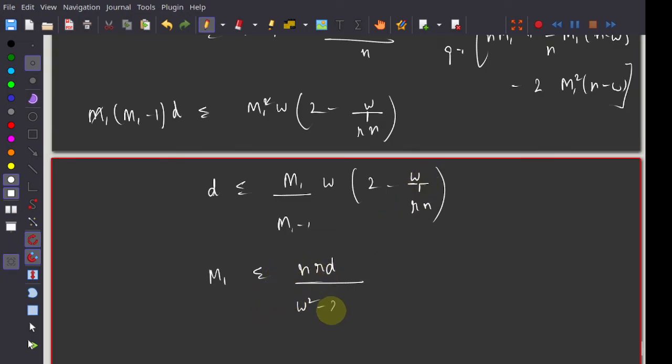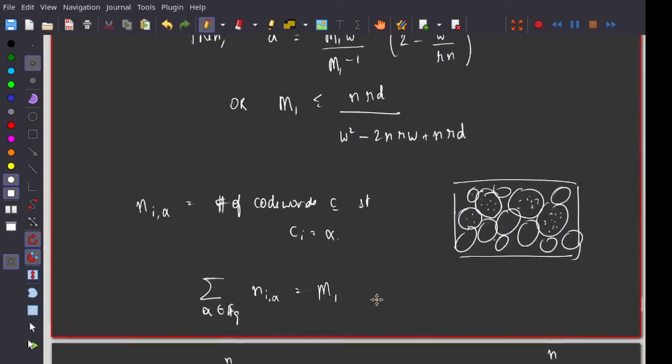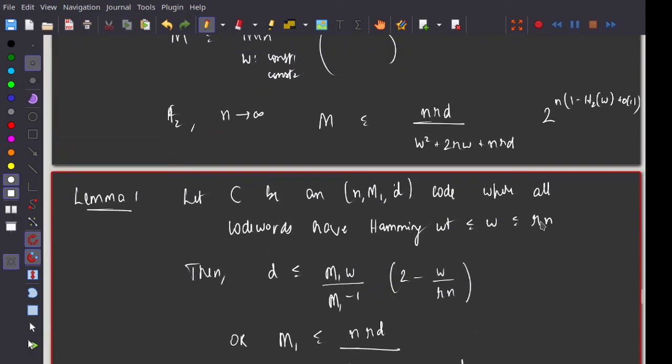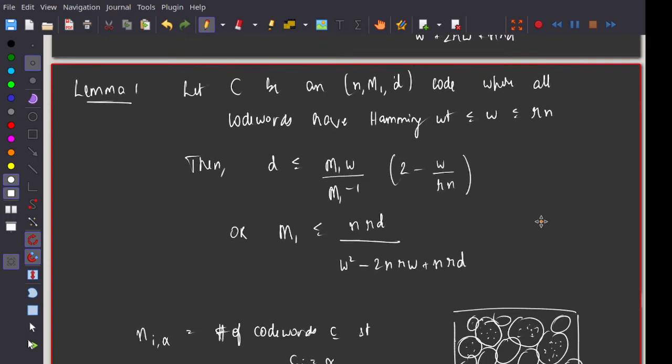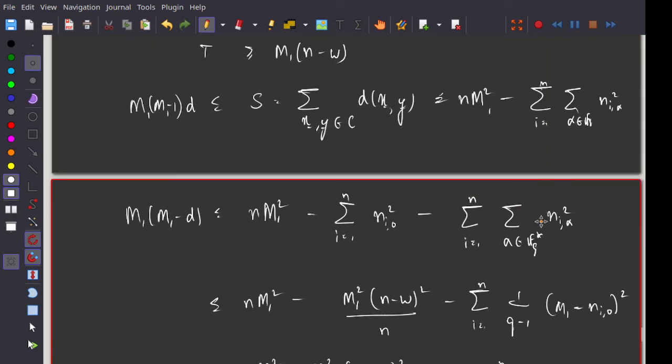W square plus, to get a polynomial upper bound on the number of codewords for any codebook which has a maximum weight constraint, as long as this constraint is satisfied and w should be less than. So that's sort of one step of the proof.